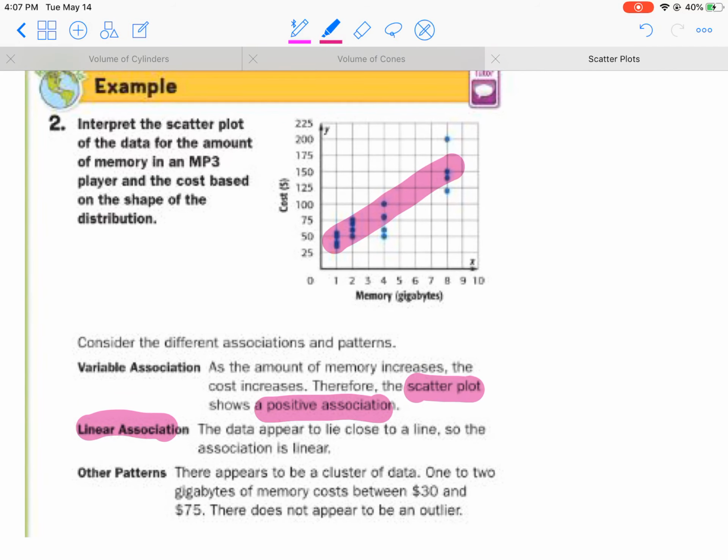And other patterns. There appears to be a cluster of data. 1 to 2 gigabytes of memory costs between $30 and $75. Your cluster might be right about here. There does not appear to be an outlier. It's all kind of clustered together. All right.